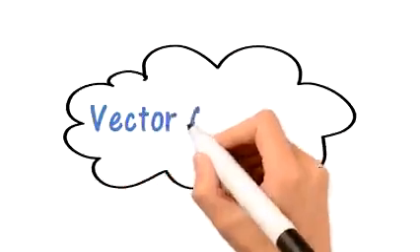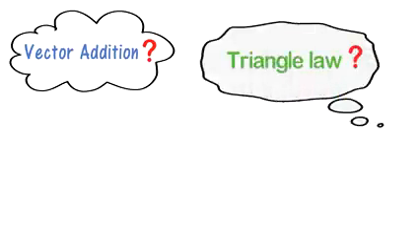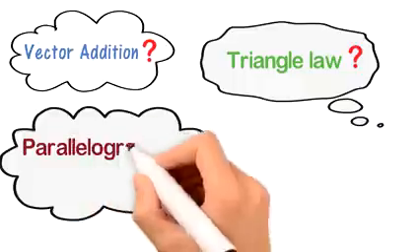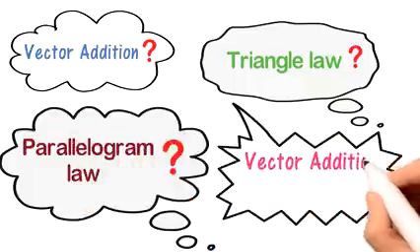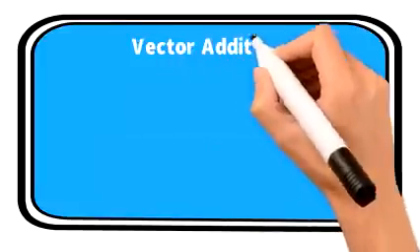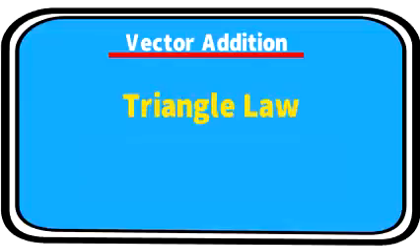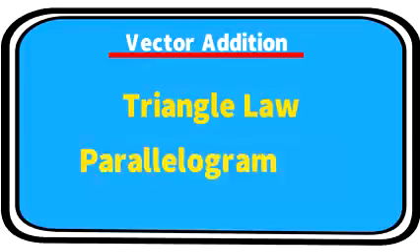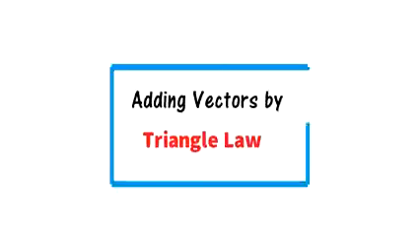What is addition of vectors, what is the triangle law of addition, what is the parallelogram law of addition, and why vector addition is commutative. Now let me tell you about the addition of vectors. We can add vectors by two different laws, by triangle law and by parallelogram law. Now adding vectors by triangle law.